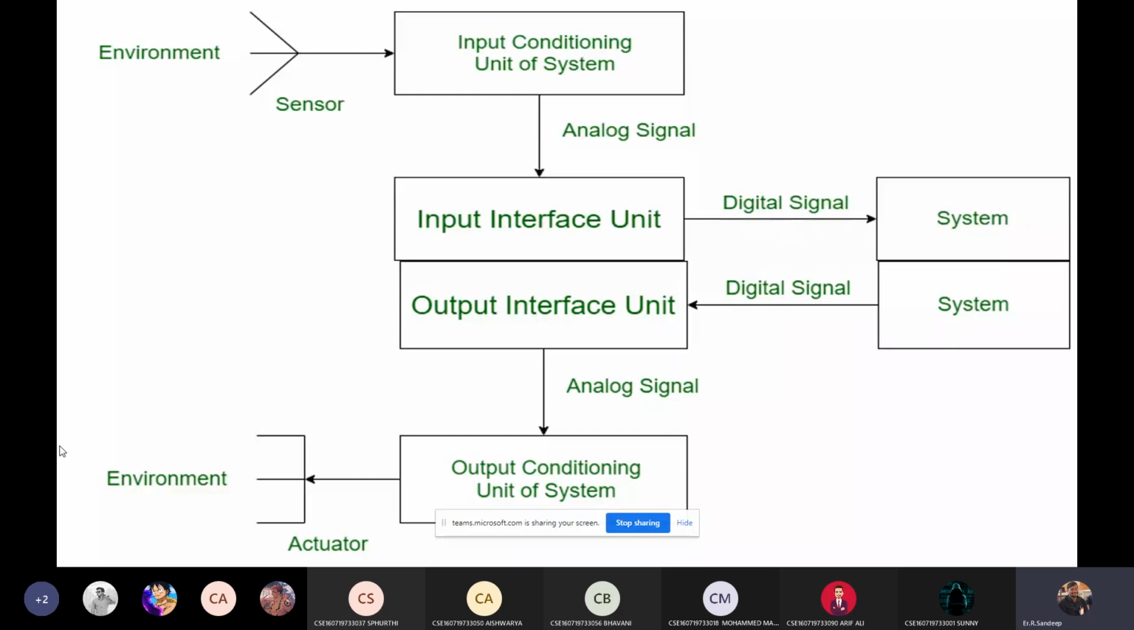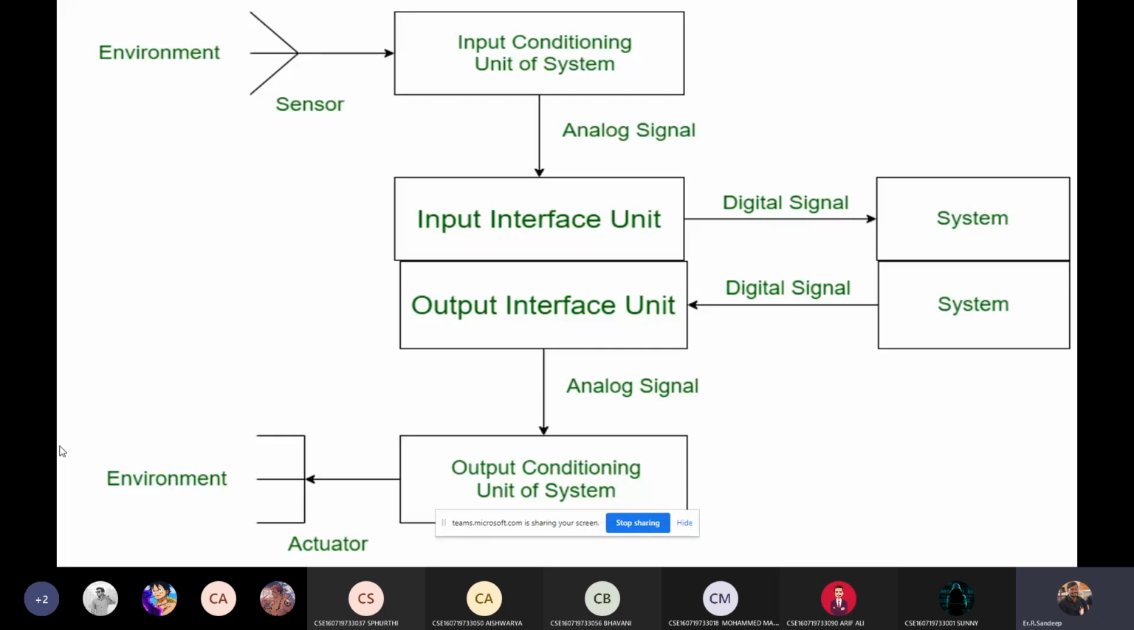So the output conditioning unit will understand the data. There is a lot of story behind the input and the output interfaces. The input interface will take data as input as an analog signal, and the input interface unit will give a digital signal as the output. But in the case of the output interface unit, a digital signal will be taken as an input, and it will give output as an analog signal.